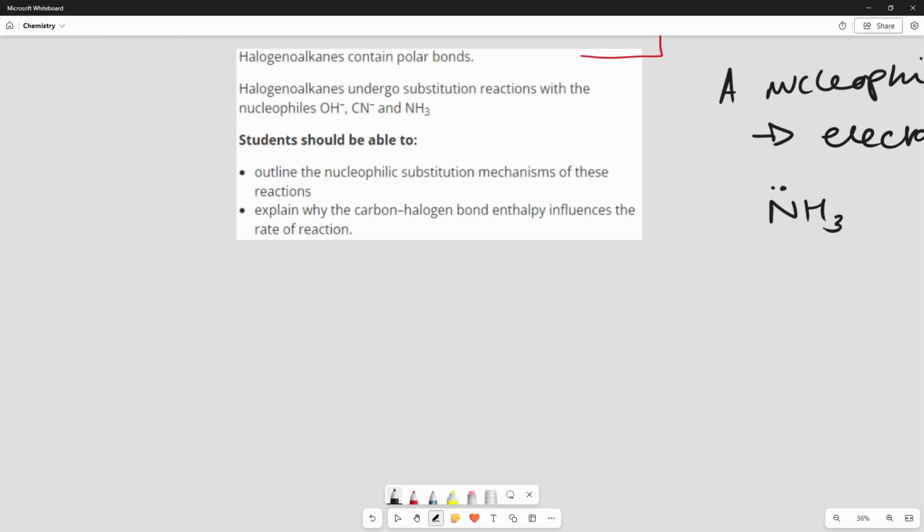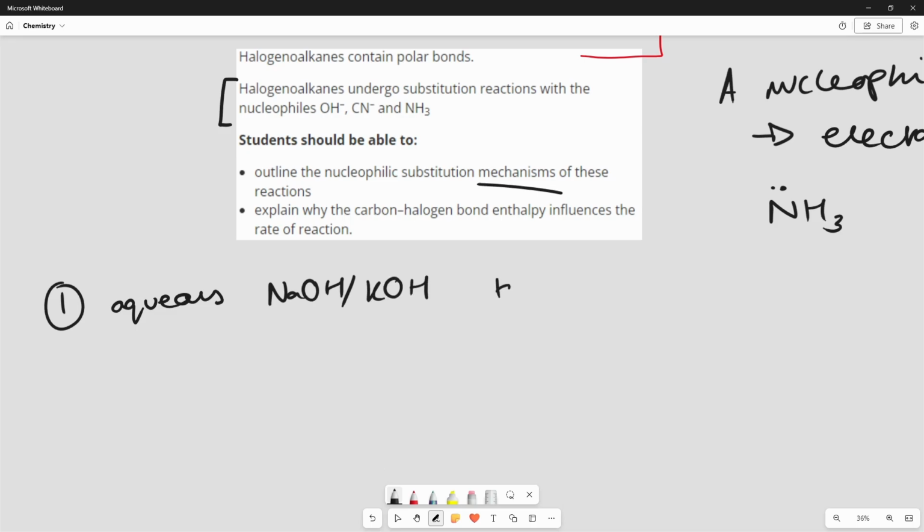So the next point on the specification is that halogenoalkanes undergo substitution reactions with the nucleophiles hydroxide, cyanide, and ammonia. It says students should be able to outline the nucleophilic substitution mechanisms of these reactions. First one, halogenoalkanes react with hydroxides like aqueous sodium hydroxide or potassium hydroxide to make alcohols.